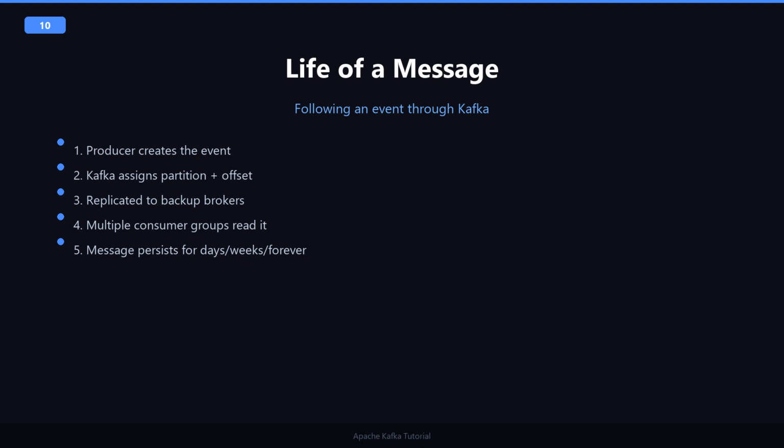Let's follow a single event through Kafka from start to finish. Step 1. A customer places an order on your website. Your order service, the producer, creates an event. Step 2. The producer sends this event to the order's topic. Kafka looks at the message key, runs it through a formula, and decides which partition it belongs in.